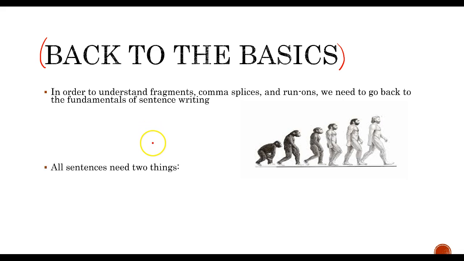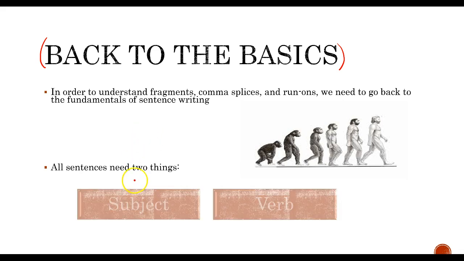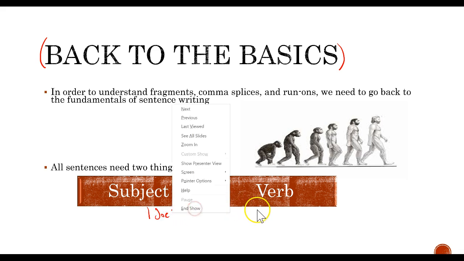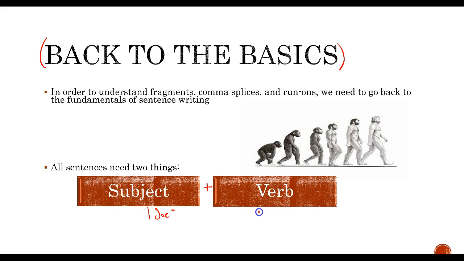All sentences need 2 things. Maybe you remember this from elementary school. A subject plus a verb. If it's going to be a complete sentence, you have to have a subject, which is a doer of the action, and a verb, which is an action. If you don't have these parts, then you don't have a sentence.